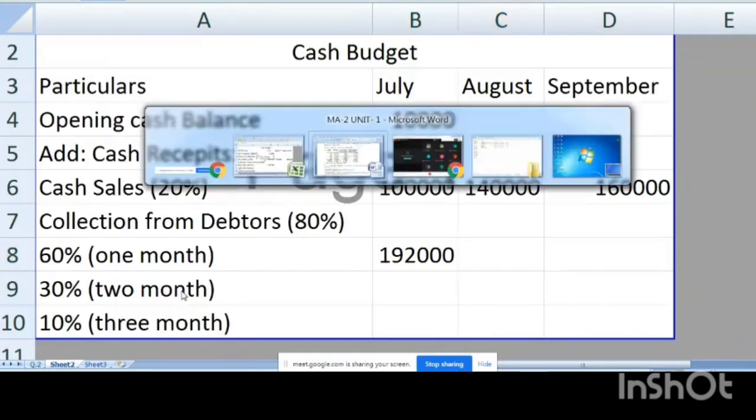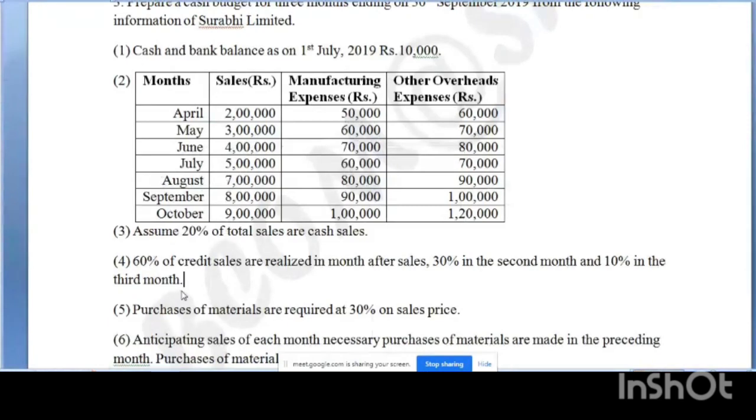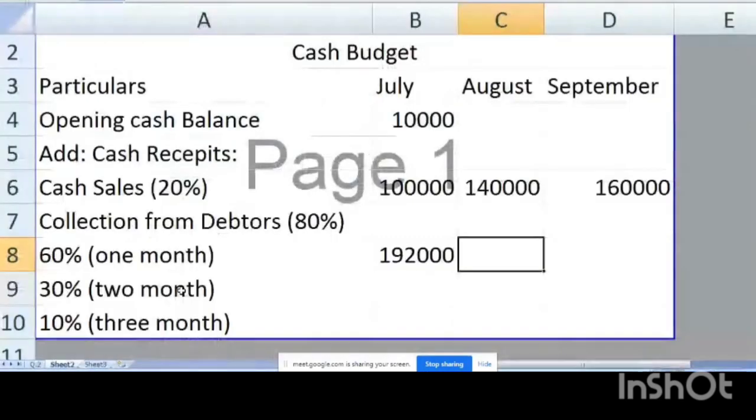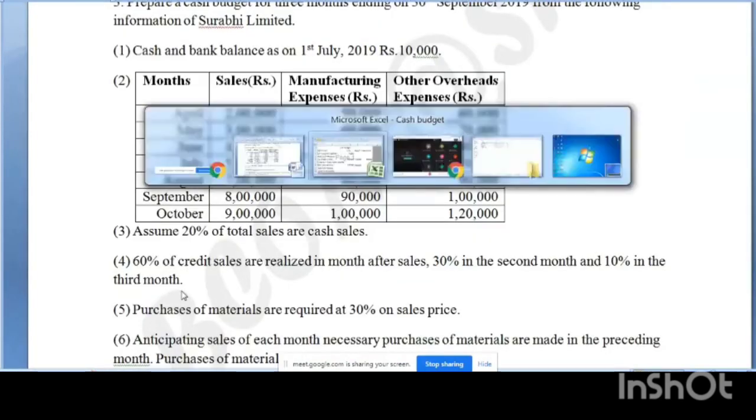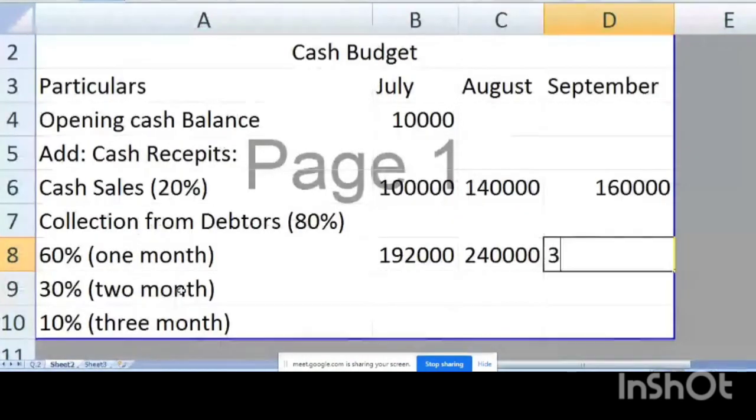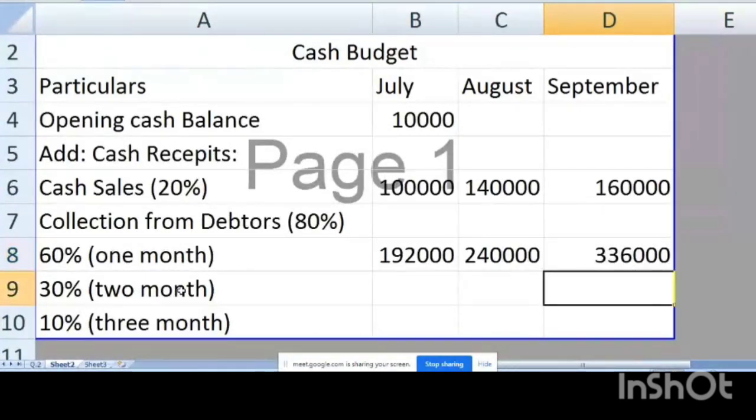In the same way, what is the answer for the next month, August? For August, you should start from July. 5 lakh into 80% into 60% is 2,40,000. And the next, 7 lakh, is 3 lakh 36,000. Everybody check this on your calculator. And if you find any confusion, you can ask me immediately.